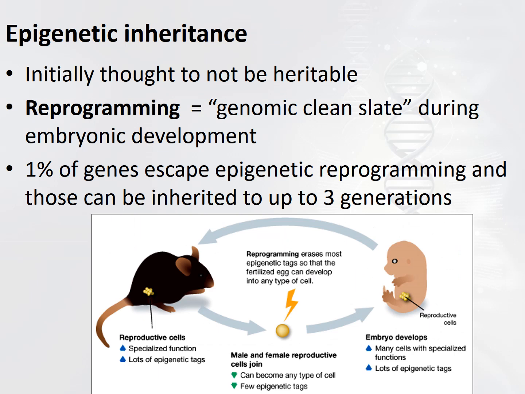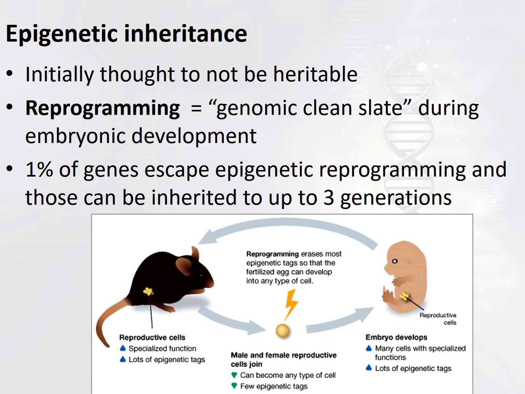So now that we know about the different epigenetic modifications that can occur, let's see how they are passed on to the next generation. For the longest time, it was thought that epigenetic modifications were not heritable. However, in the last decade, it was discovered that DNA methylation can be passed on up to 3 generations. During fertilization, both the egg and the sperm carry multiple epigenetic tags, and most of them are removed in the zygote so that the embryo can actually start with a clean slate.